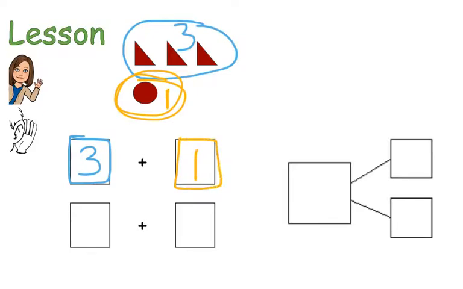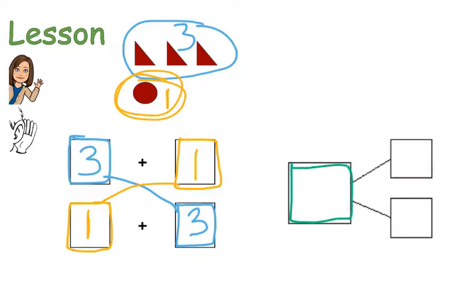Now we're going to write our switcheroo. Are you ready? So we're going to switch their spots. So now we have to write the 1 first, and then the 3. All right, now we need to fill in our number bond. So let's make our total and our parts.